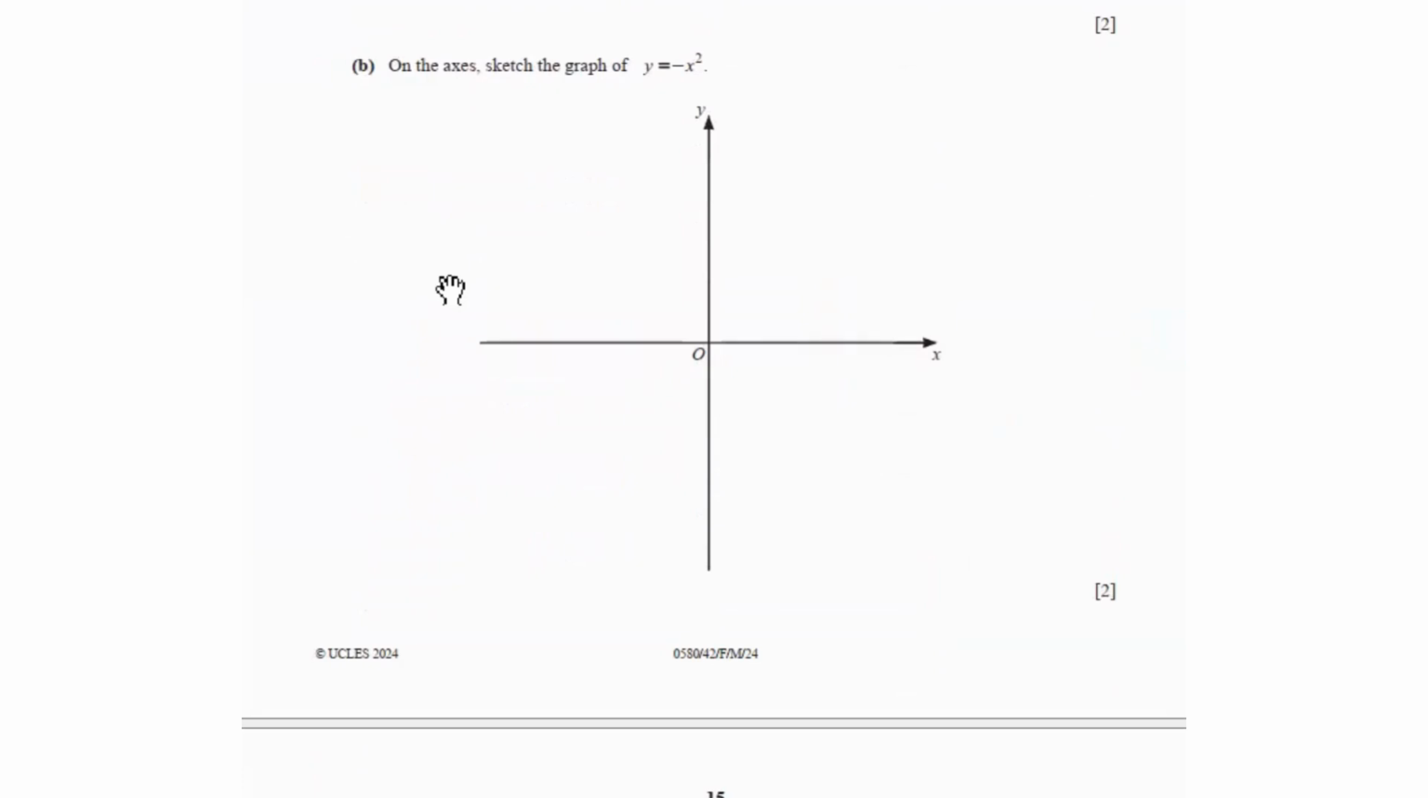Then on the axis, sketch the graph of y equals negative x squared. Since it's negative x squared, that means the reflection in the x-axis. So it's going to be upside down. So this is going to be a graph. If it was positive, it would be above the x-axis. Since it's negative, it's below the x-axis.